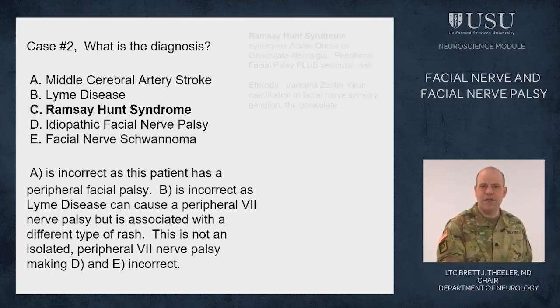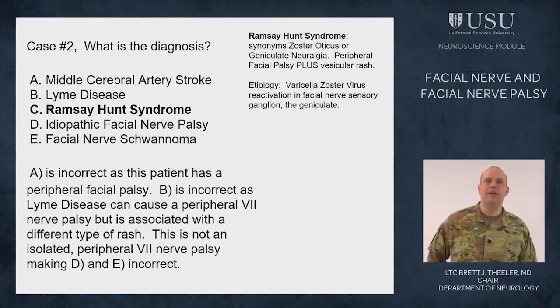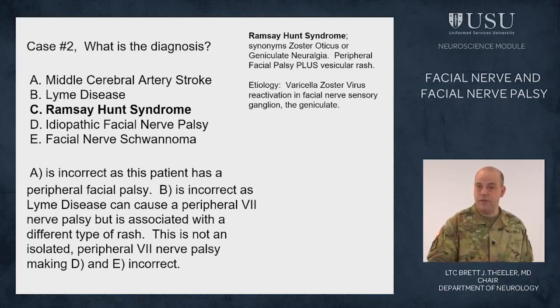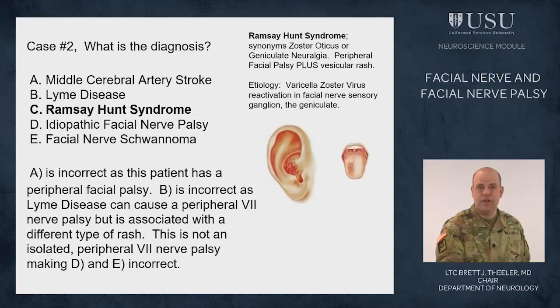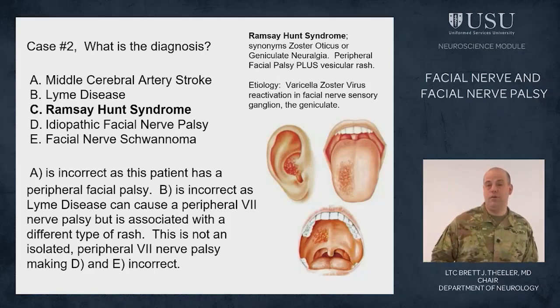So what is Ramsay-Hunt syndrome? It's got multiple different names, but this is peripheral activation of the varicella zoster virus in the facial nerve's sensory ganglion, the geniculate ganglion. I often think the name geniculate neuralgia is the best name for this condition, as it really describes the anatomy and what's going on clinically. So if you see a patient who has a peripheral facial nerve lesion and vesicles in the ear, vesicles on the anterior 2/3 of the tongue, and sometimes in the roof of the mouth, that's a patient where you want to consider Ramsay-Hunt syndrome. It's treated differently.